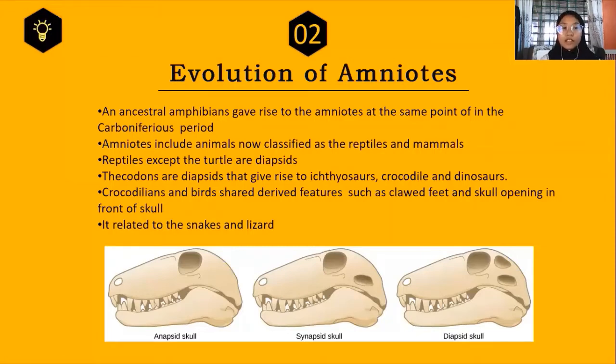Ancestral amphibians give rise to the amniotes at the same point in the Carboniferous period. Amniotes include animals now classified as the reptiles, including birds and mammals. Reptiles, except the turtle, are all diapsid. This is the diapsid skull. The archosaurs are diapsid and give rise to ichthyosaurs, crocodiles and dinosaurs. Crocodilians and birds share derived features such as claw feet and a skull opening in front of the skull. It is related to the snake and lizard.